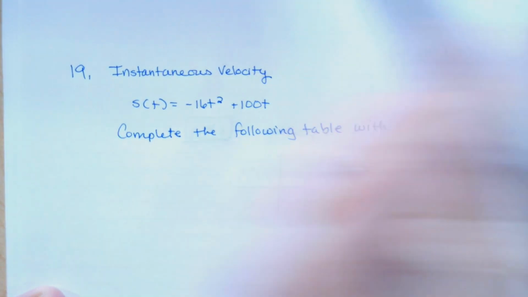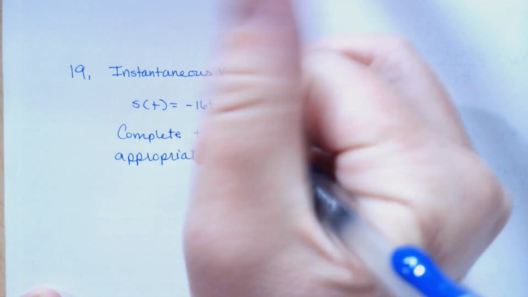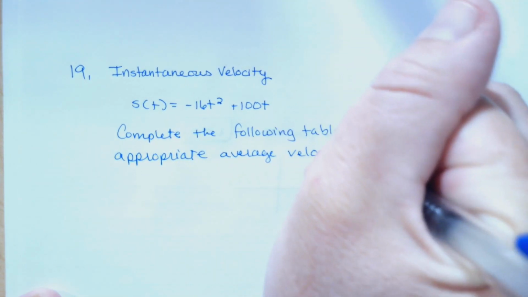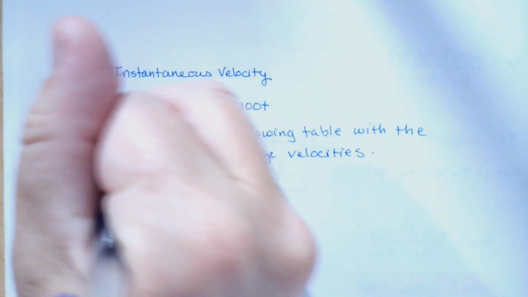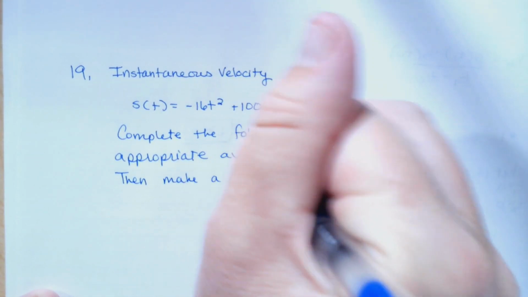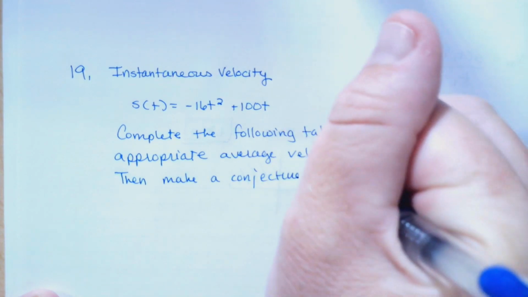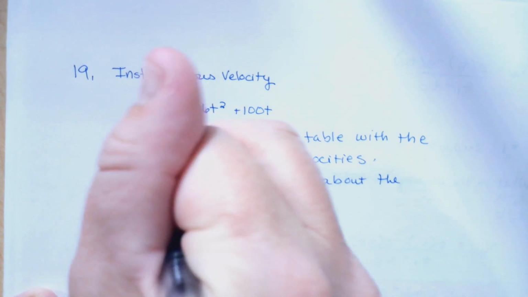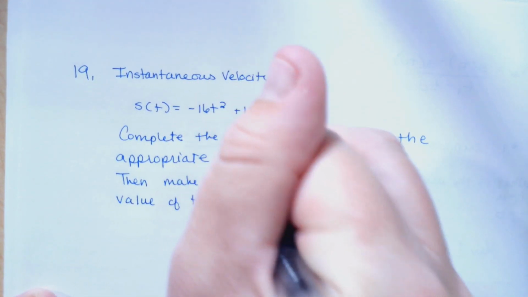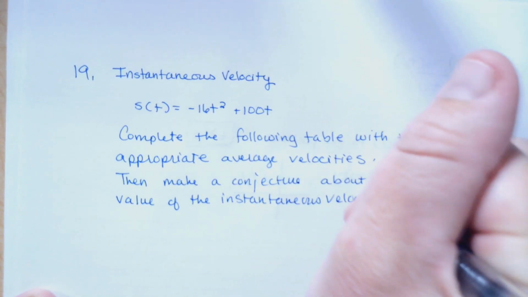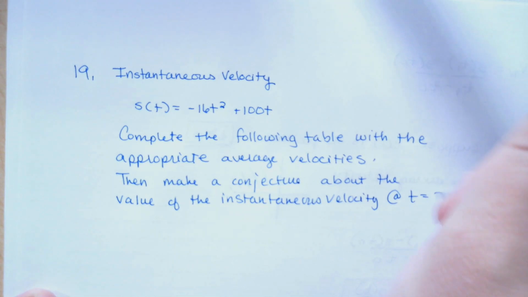with the appropriate average velocities. Then make a conjecture about the value of the instantaneous velocity at t equals 3.